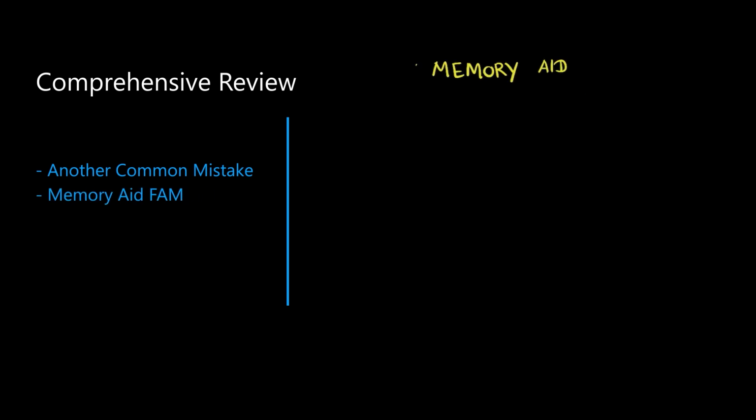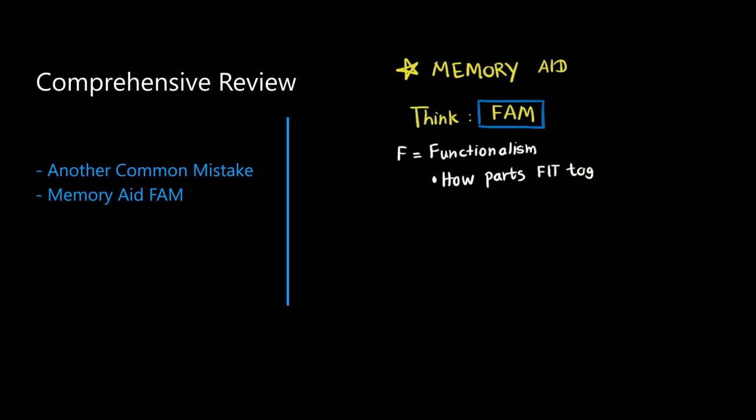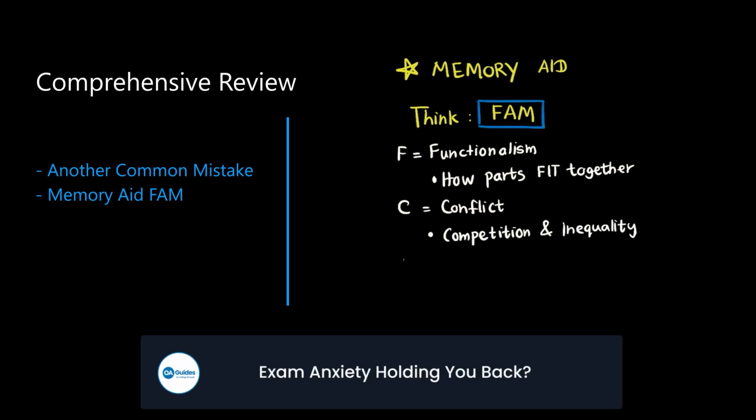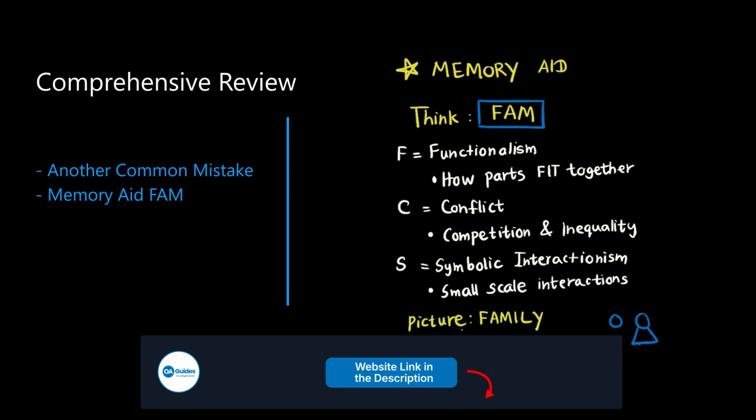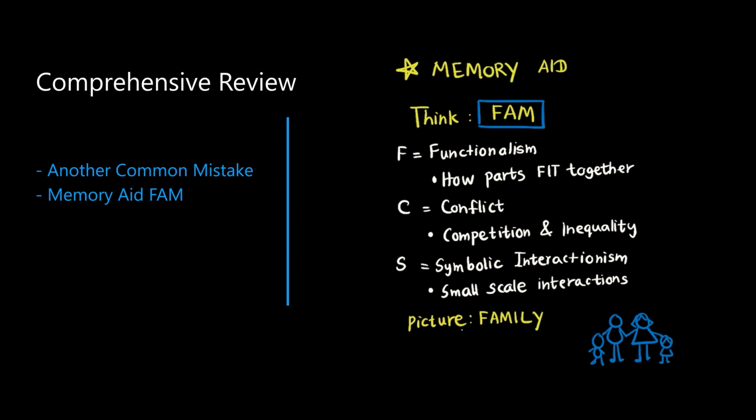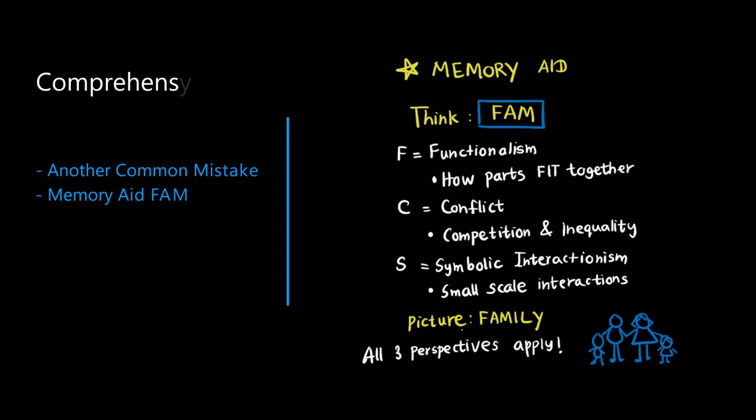Here's a memory aid to help you keep the perspectives straight. Think FAM. F for functionalism, which focuses on how parts fit together. C for conflict, which focuses on competition and inequality. S for symbolic interactionism, which focuses on small-scale social interactions. Picture a family. Functionalism sees how each member plays a role, conflict sees the power struggles, and symbolic interactionism sees the daily conversations that create family meaning.